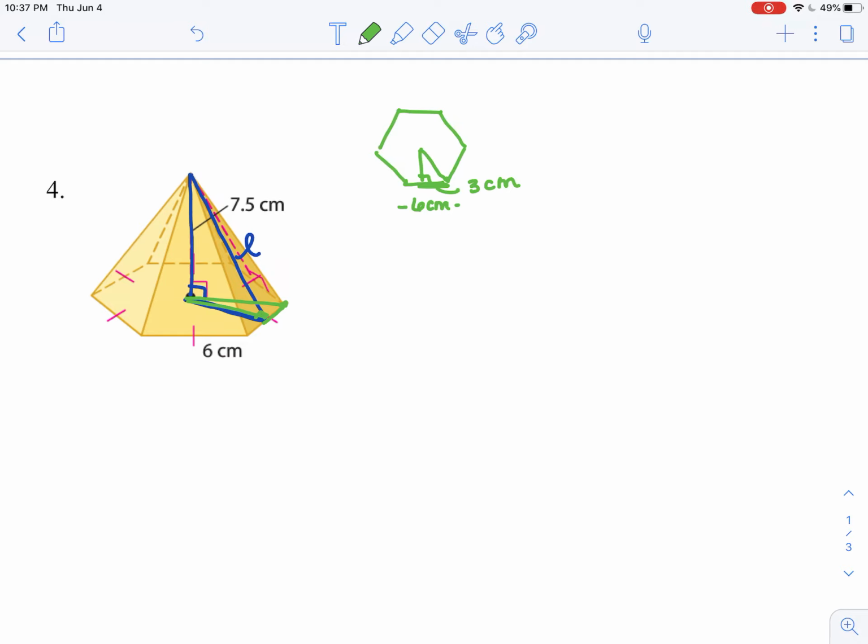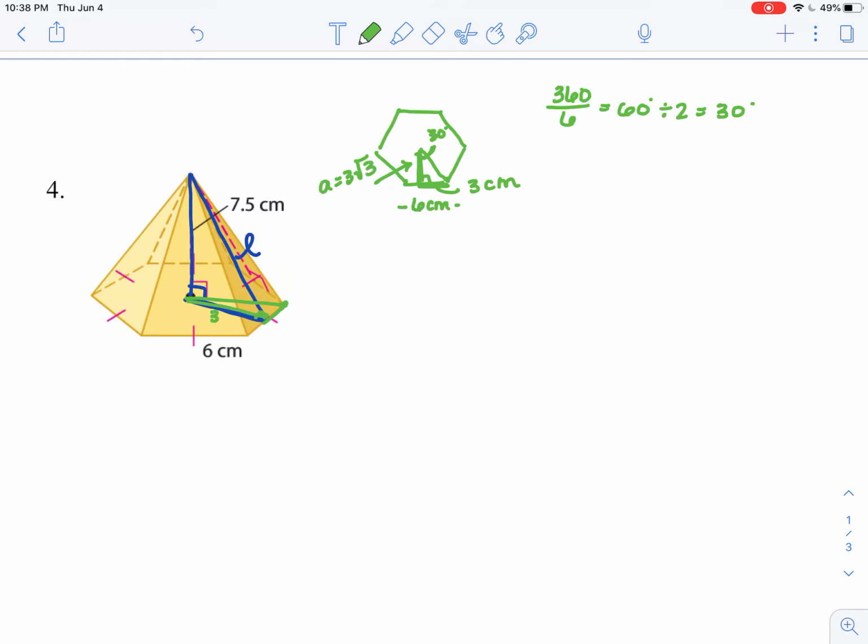Remember that for regular polygons, we need to know the measure of the angle up at the top of the triangle here. That's always found by taking 360, dividing by the number of sides. And then since our triangle only takes up half of a side, we then divide that by 2. So this is a 30, 60, 90 triangle. The short leg is 3 centimeters. So the long leg, which is our apothem, is going to be 3√3 centimeters.